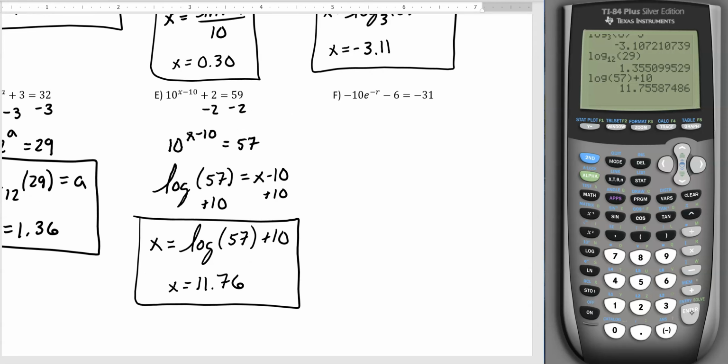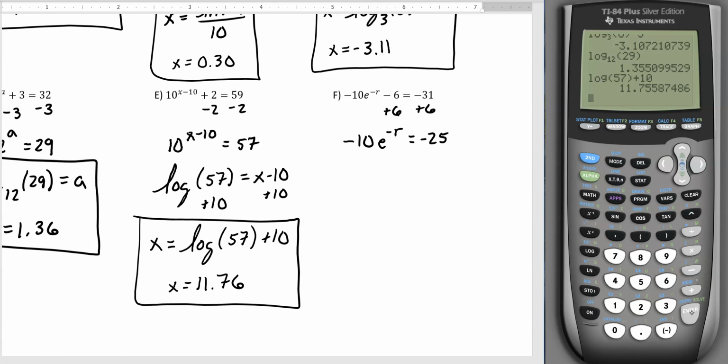Looking at letter F, we have multiple steps that we need to do here. So it's just like solving for a variable. The first thing I'd want to do, think of e to the negative r as our variable. I'd want to add 6 to both sides, right? So I'm going to add 6 to both sides. So I have negative 10 e to the negative r equals negative 25.